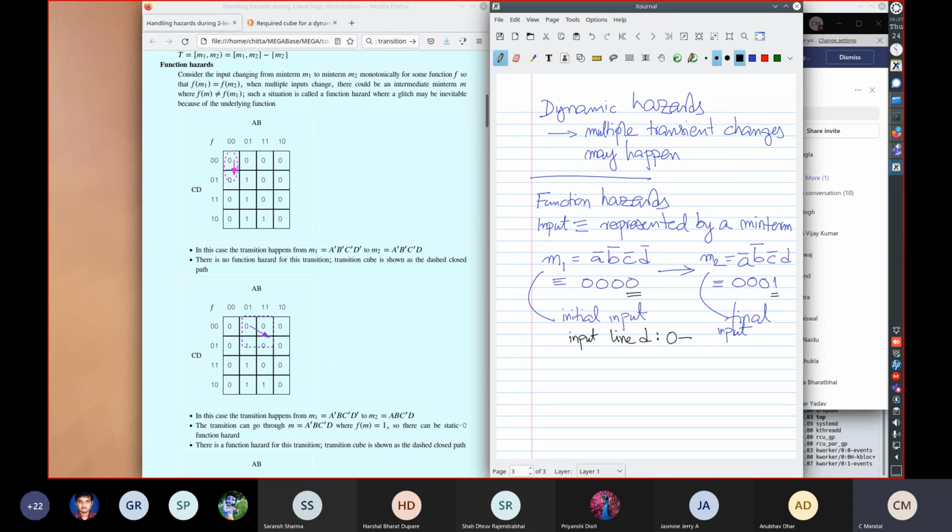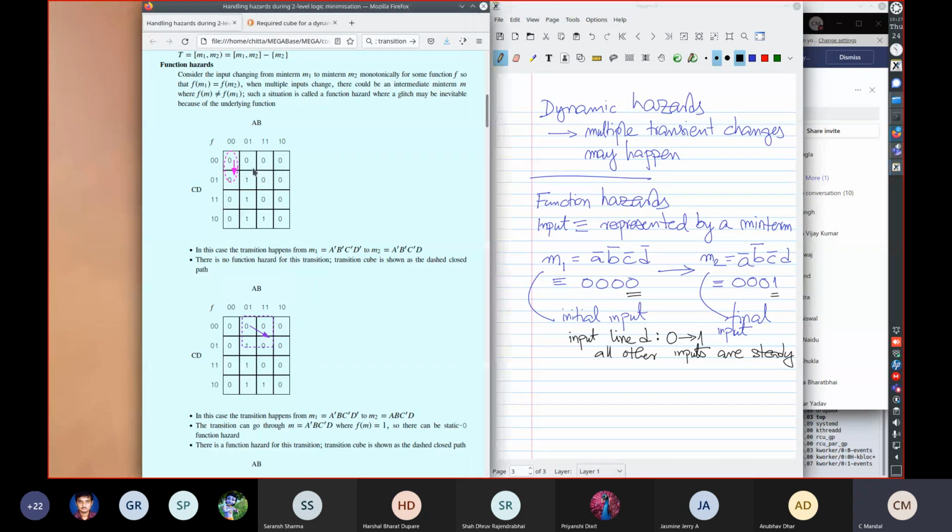Having a transition from 0 to 1. All right, so that is a change which is happening. All other inputs are steady. So if you look at this, that is the function which is shown over here.